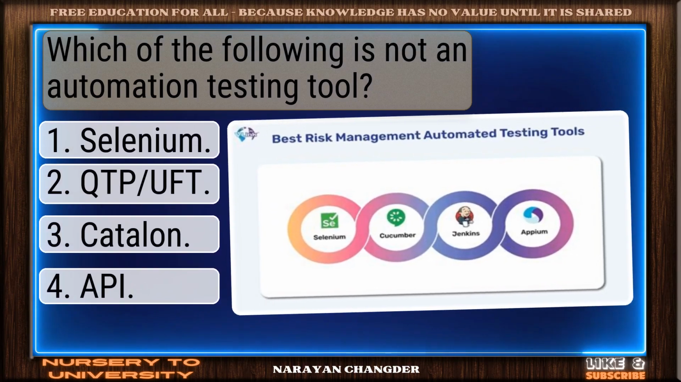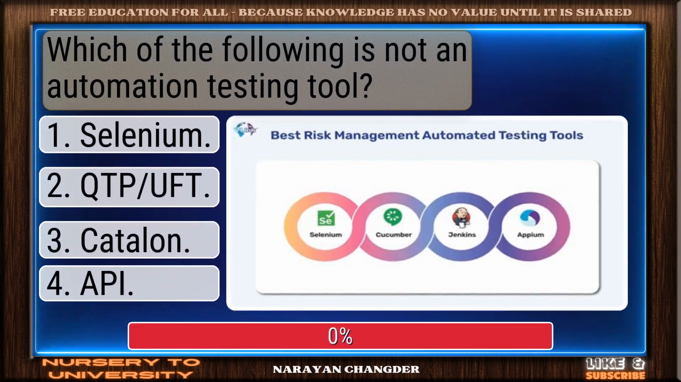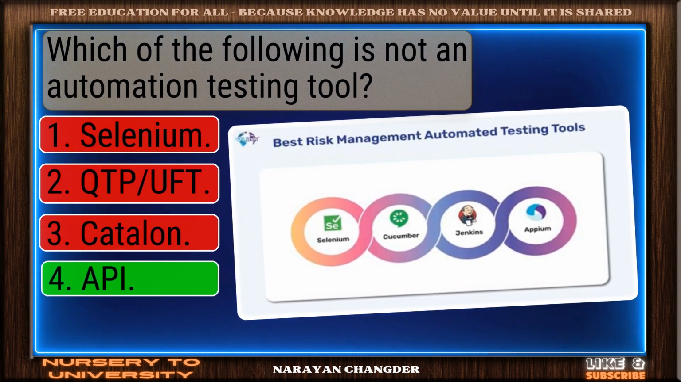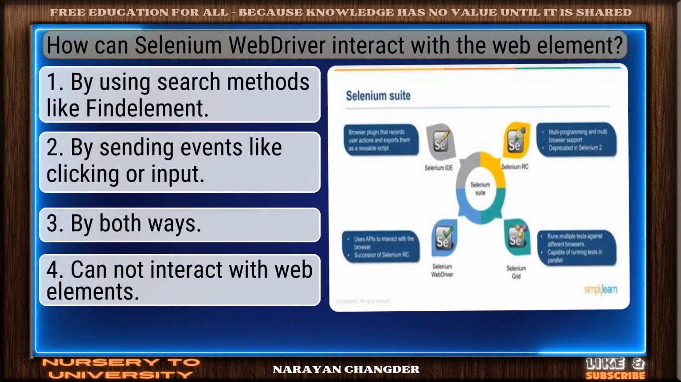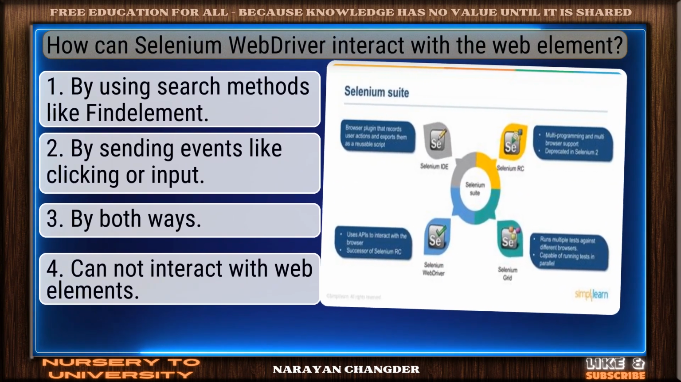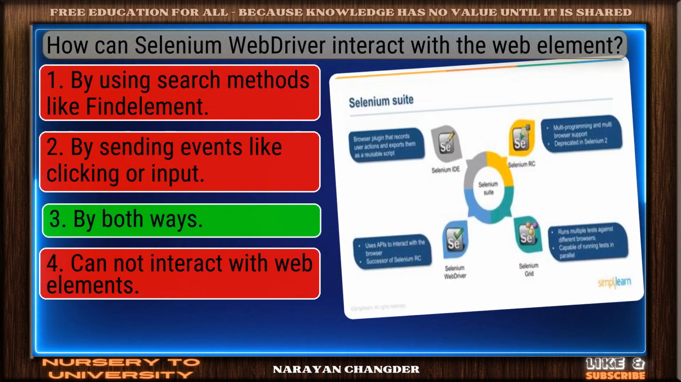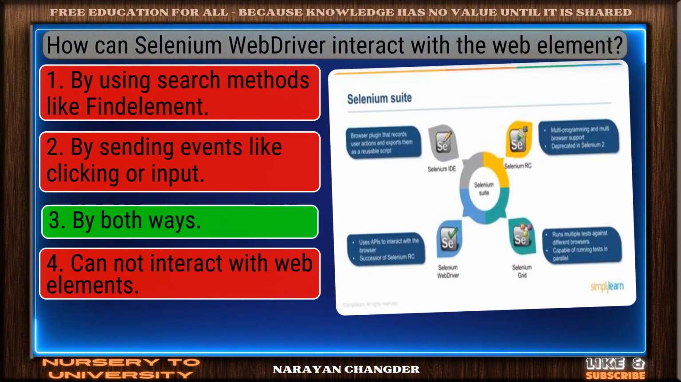Question number 31. Which of the following is not an automation testing tool? Nice work. You chose API and it is correct. Question number 32. How can Selenium WebDriver interact with the web element? You're right. By both ways is the correct answer.